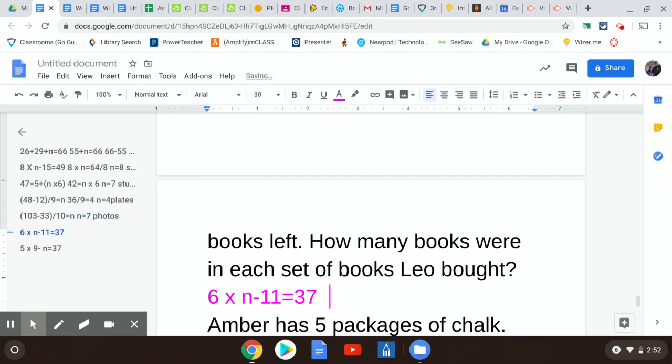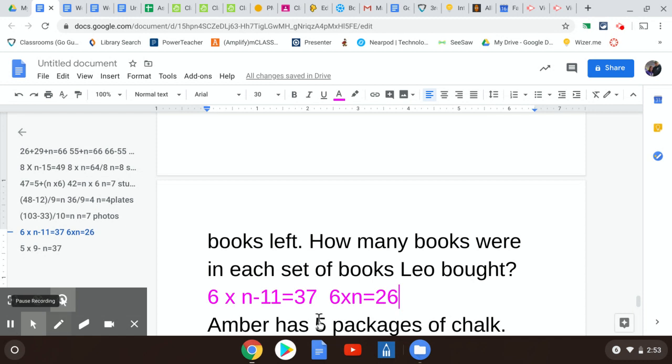Okay, so our first step is to get rid of the 11 and put it on this side. So when you take 37 minus 11, you get 26. So now we have 6 times N equals 26. Okay, I just realized I made a huge mistake. You are not subtracting 11, you are adding 11, because this is a negative. So you are adding 11 to the 37 side, which now makes it 48. I'm so sorry I made that mistake.